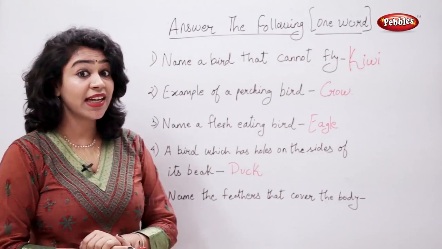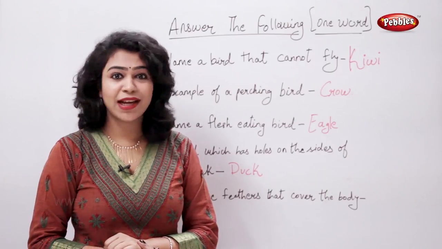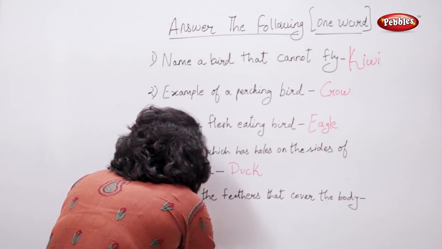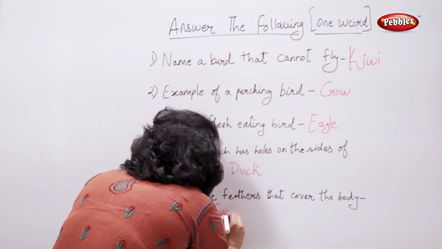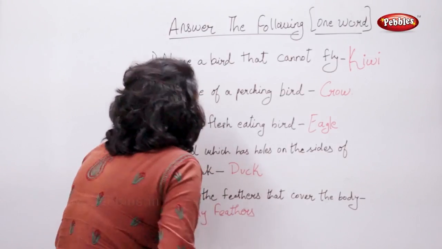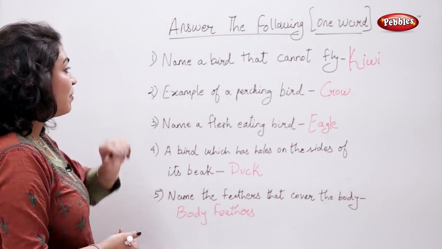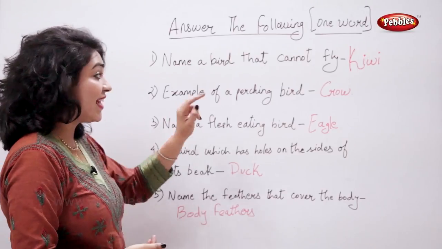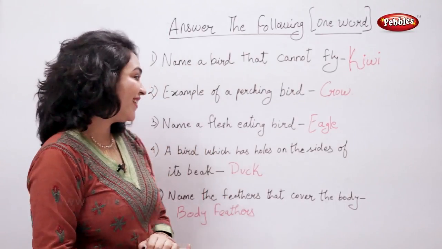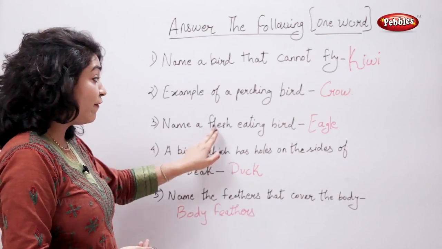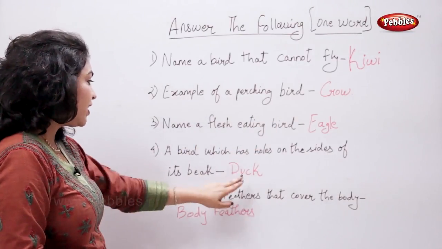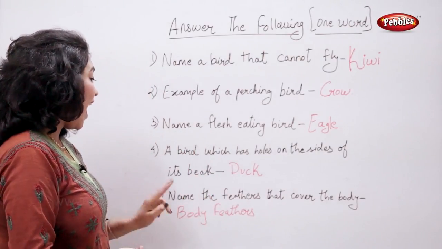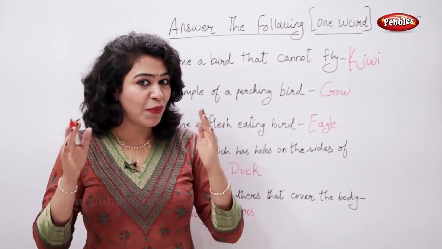Name the feathers that cover the body. Those are body feathers. Name a bird that cannot fly. That's kiwi. Crow is an example of a perching bird. Eagle is a flesh-eating bird. Duck has holes on the sides of its beak. And body feathers cover the body of a bird.